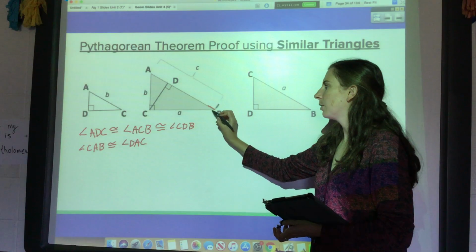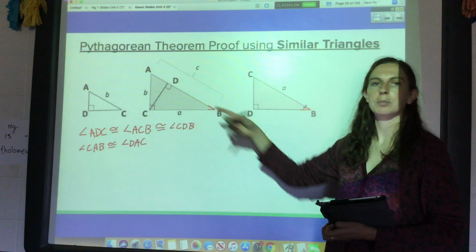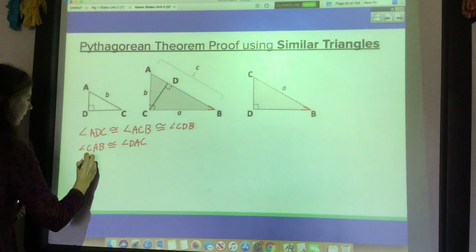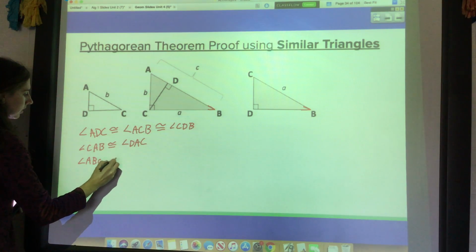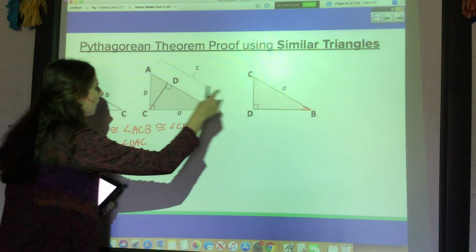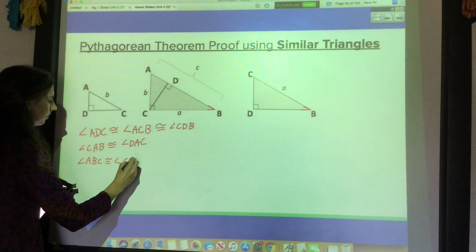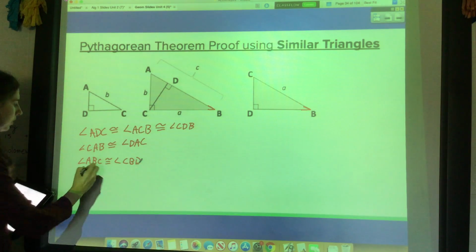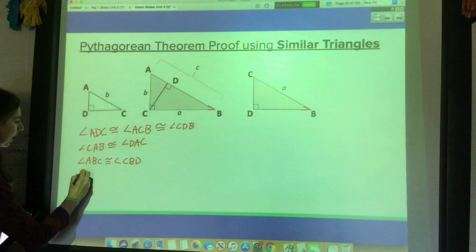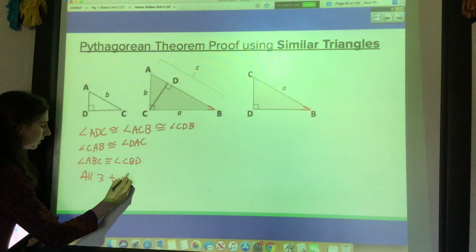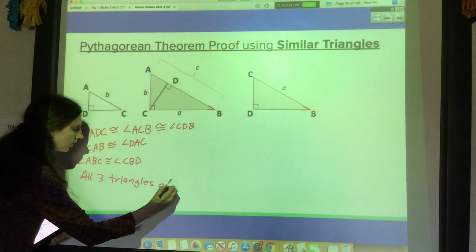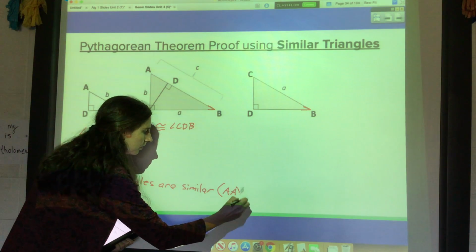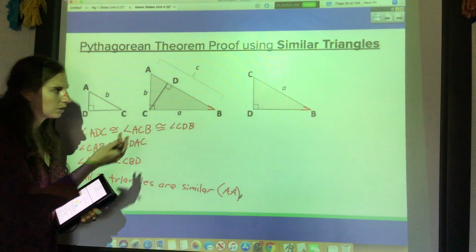And then again, I can do the same thing with this angle and this angle because it came from the same spot. So I know that angle ABC is congruent to angle CBD. And that's because they share that angle. And so now I know that triangle, I'm just going to write all three triangles. So all three triangles are similar. And the reason I know that, again, is because of angle-angle. Okay, so that would be the first part of this proof.